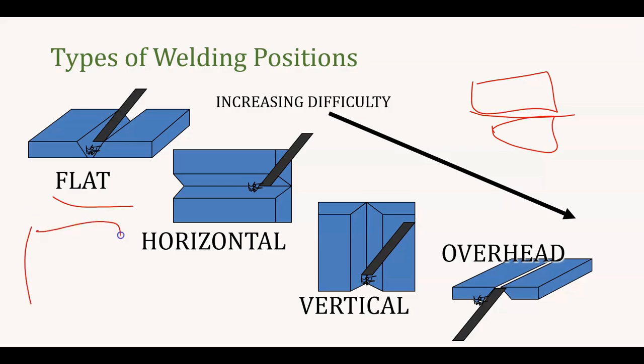When we weld on a wall, we are having a wall and in that wall we are having some plate, and in this we are going to weld, no? So that is a horizontal type.